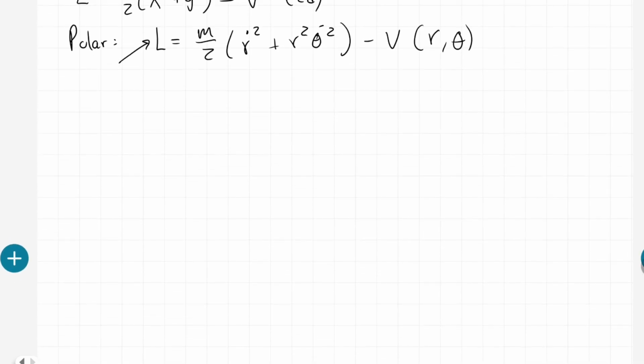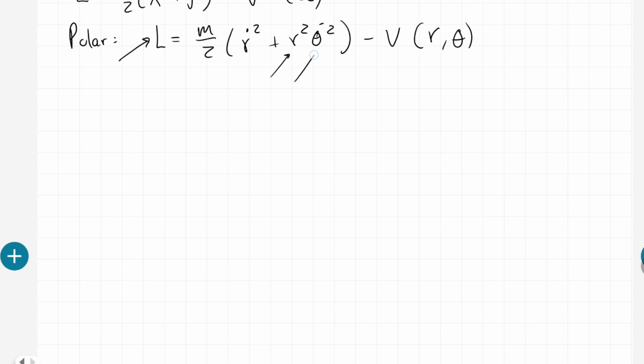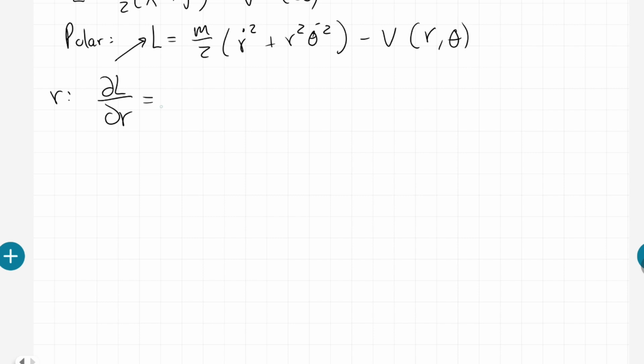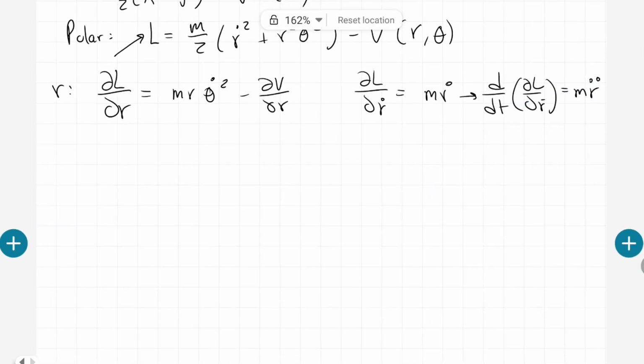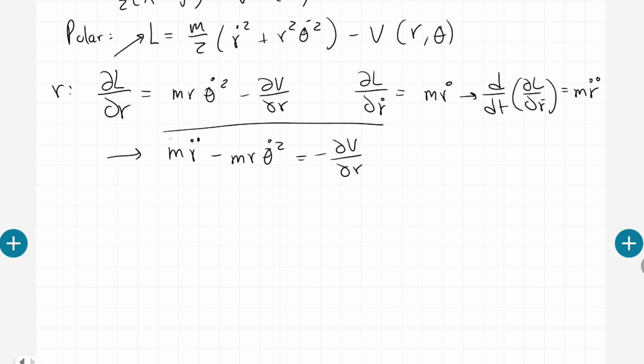So what happens if we find the Euler-Lagrange equations for this Lagrangian? In this case, we will have 2 equations, one for each coordinate, r and theta. Let's begin with r. The partial of L with respect to r is going to be m r theta dot squared minus the partial of V with respect to r. Then the partial of L with respect to r dot is going to be m r dot, and the derivative with respect to time of that will be m r double dot. If we combine this in the Euler-Lagrange structure, we get m r double dot minus m r theta dot squared equals minus the partial of V with respect to r. Perfect, and that will be the first equation, for r.